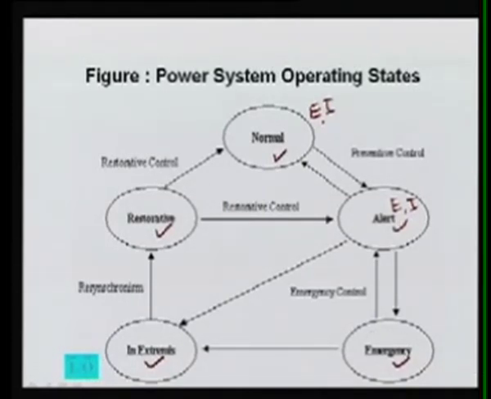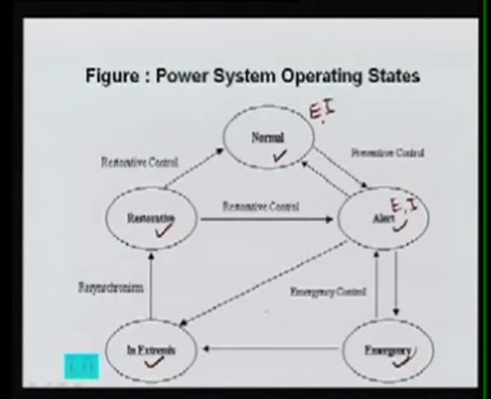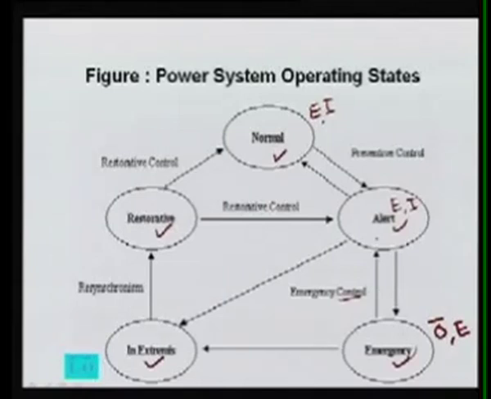into the emergency state, where your operating constraints are not satisfied, while your equality, that is load constraints, are satisfied. So if you land in the emergency state, you have to use the emergency control to bring back to the alert state, and then finally you can go to the normal state.